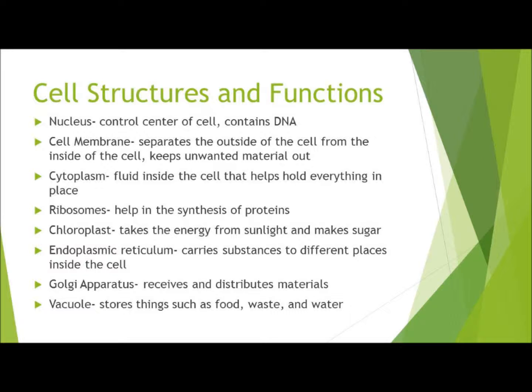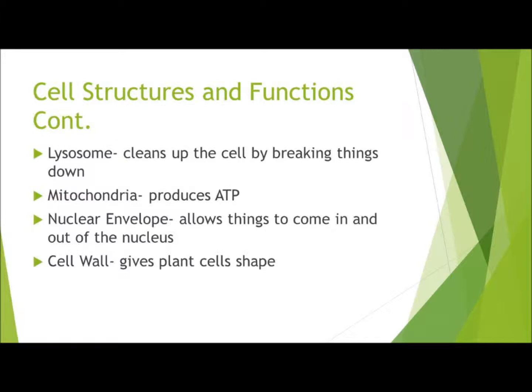The endoplasmic reticulum carries substances to different places inside of the cell. Golgi apparatus receive and distribute materials, and vacuoles store things such as food, waste, and water. Lysosomes clean up the cell by breaking things down. The mitochondria produces ATP. The nuclear envelope allows things to come in and out of the nucleus, and the cell wall gives plant cells shape.